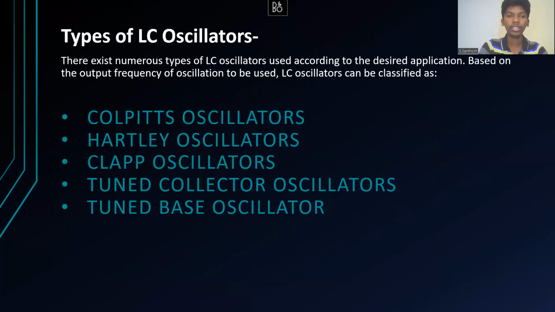So there are five types of LC oscillators. There exist numerous types of LC oscillators used according to the desired application. Based on the output frequency of the oscillations to be used, LC oscillators can be classified as Colpitts oscillator, Hartley oscillator, Clapp oscillator, tuned collector oscillator, and tuned base oscillator. Over here, we'll only see about Colpitts oscillator for now.